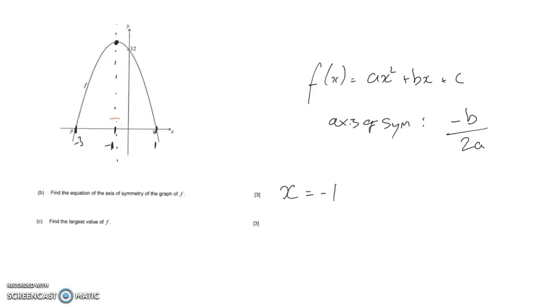And that just corresponds nicely to -1. Then we're asked to find the largest value of f. Well, I already know the x value here is -1, so all I need to do is do f of -1 to find what the corresponding y value is.